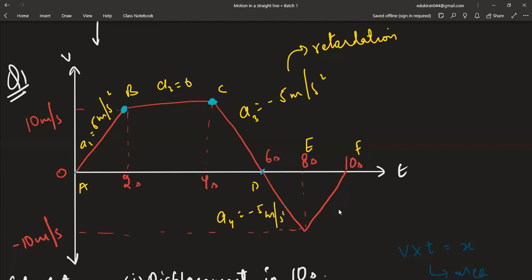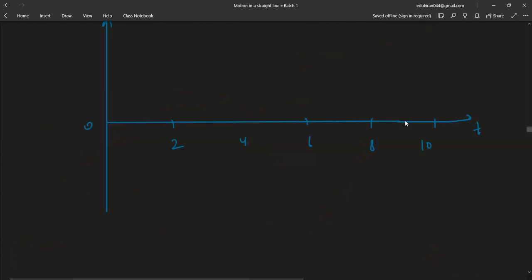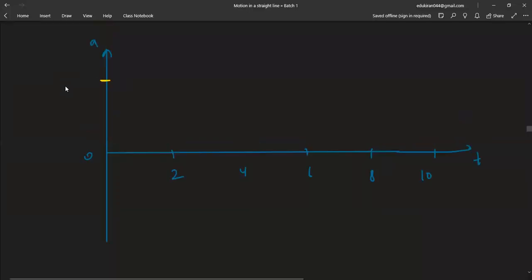And lastly, this is A5. This is minus 10, but acceleration is also negative, so minus would become plus 5 meter per second square. Now you have the values of acceleration. Now we have to draw this. So for the acceleration versus time graph, there is a maximum value of acceleration, which we know. One is 5 meter per second square. Other is minus 5 meter per second square.